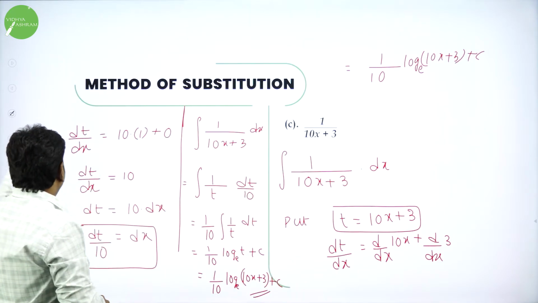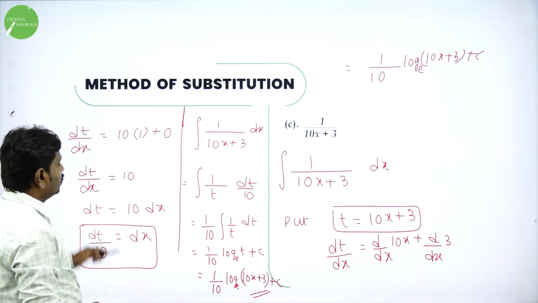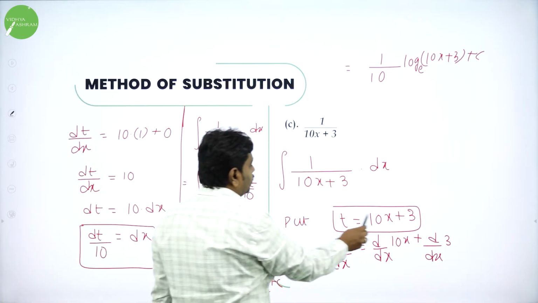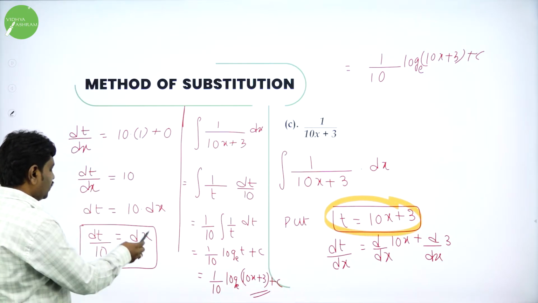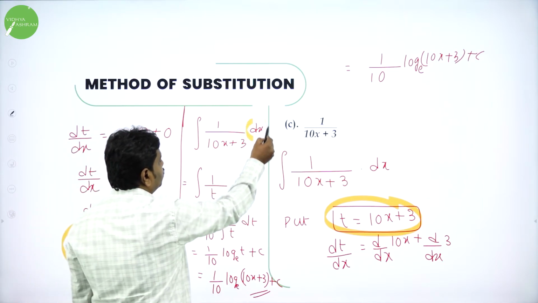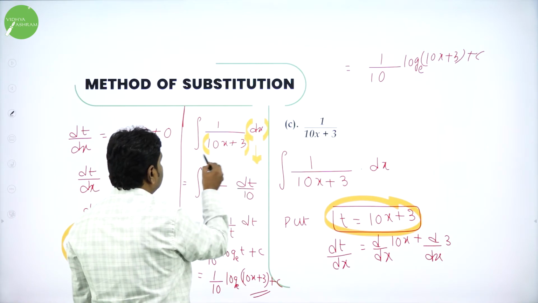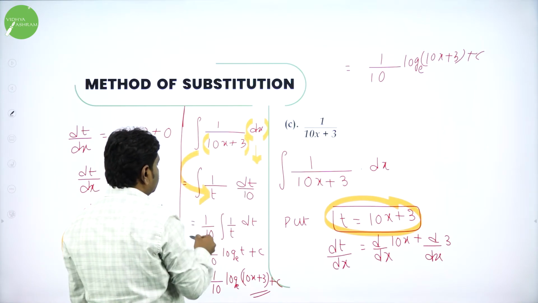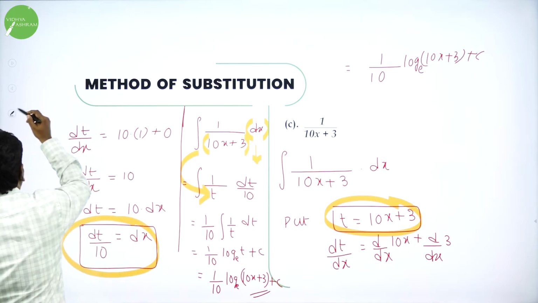So next, here again the key part is what you should substitute. What should you substitute? The denominator 10x plus 3, take it as t and get the value of dx. What is dx? You will get dt by 3. So substitute them. In the place of dx, put dt by 3. In the place of 10x plus 3, put t. And the problem reduces to the form integration of 1 by x dx.